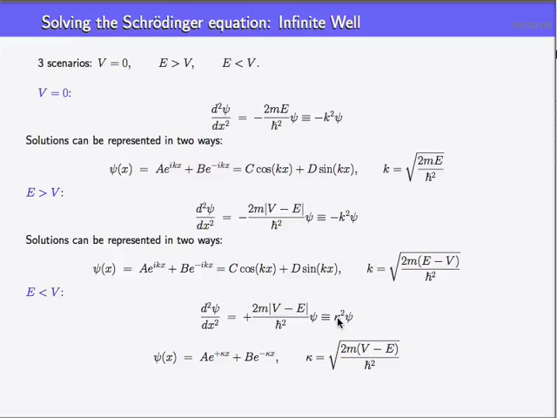And since there's a positive sign there, now the wave function solution takes the form of just real exponentials, or exponentials with real exponents: A e to the plus kappa x plus B e to the minus kappa x. And again, that's the full general solution. And kappa is equal to the square root of 2m(V minus E) over h bar squared, where we just flipped that so we can make kappa real.